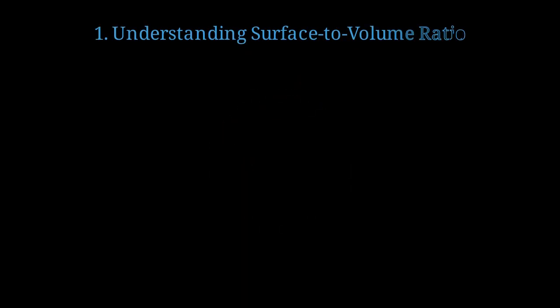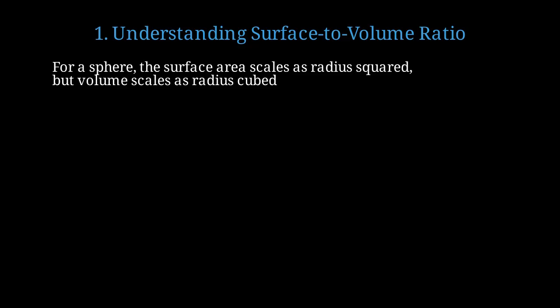Let's start by understanding what surface-to-volume ratio actually means and why it matters. For any spherical particle, the surface area grows with the square of the radius, while volume grows with the cube of the radius. Surface area equals 4 pi r squared. Volume equals 4/3 pi r cubed. The surface-to-volume ratio is therefore 3 divided by r. Notice how it's inversely proportional to radius.